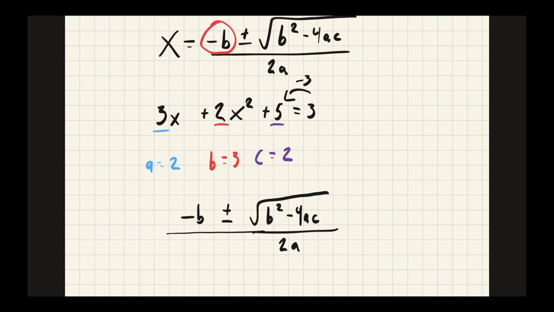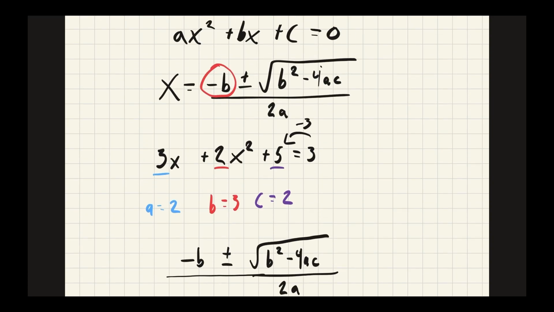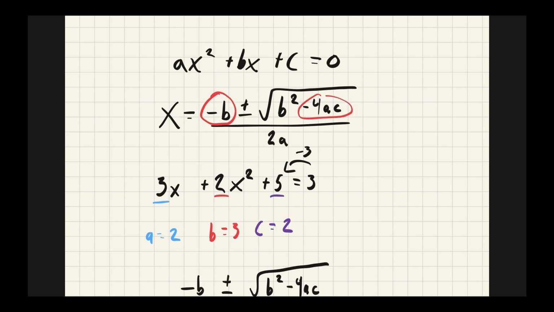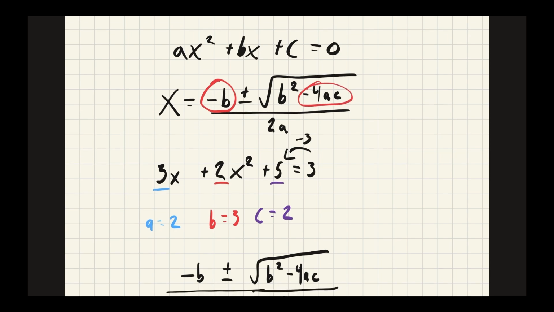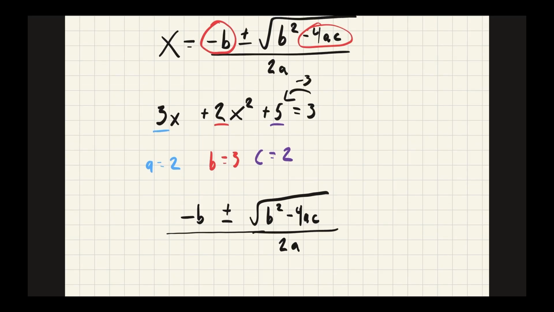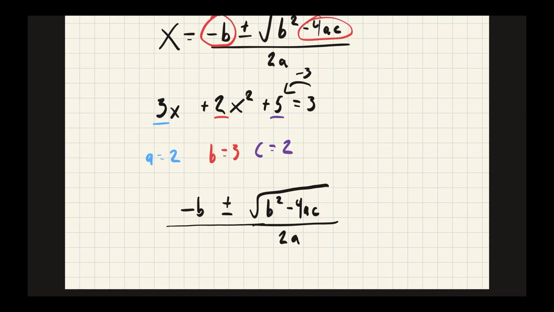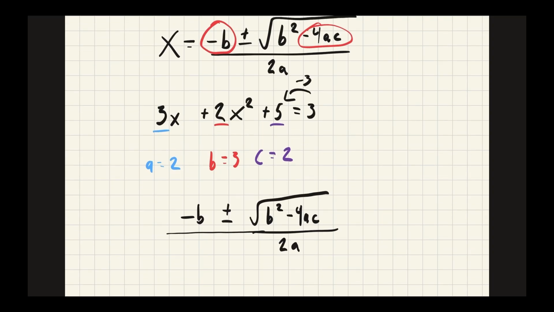Another error is calculating this term right here wrong. You have to make sure to distribute the negative sign and calculate it correctly, or else your answer will be wrong. And the final error that I would see is if your teacher wants you to simplify the answer, don't just leave it like 8 over 4. You have to change it into 2.